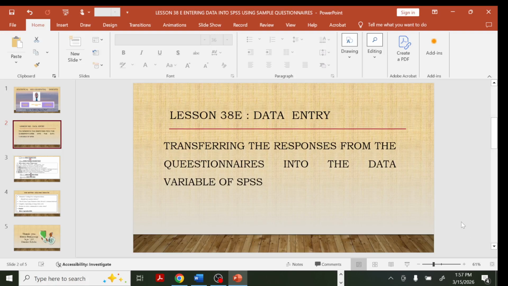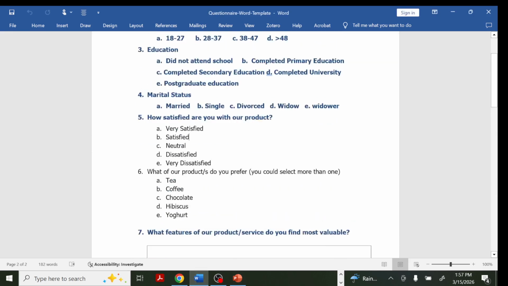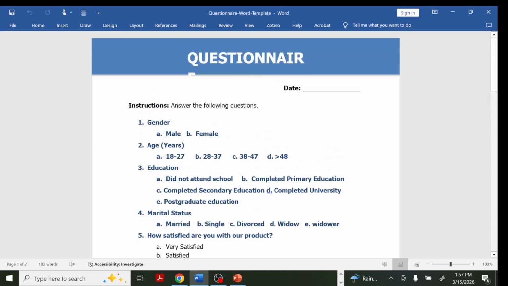We're meeting again in lesson number 38E, which is data entry. So we're going to fill the questionnaire. That's to say, we assume that the questionnaires are filled, and then we are going to transfer the information from the questionnaire into the SPSS. Now let us look at the questionnaire. So this is the questionnaire, and then let us go and open our saved data in the SPSS.